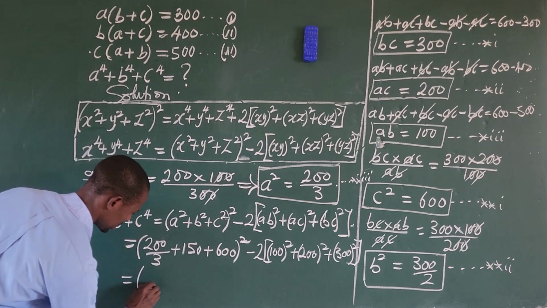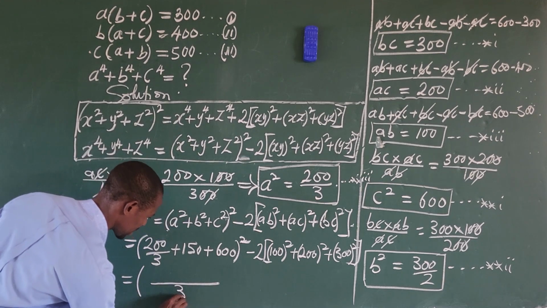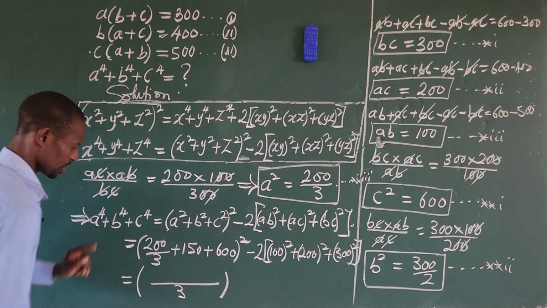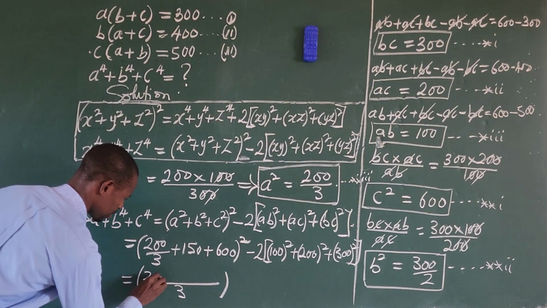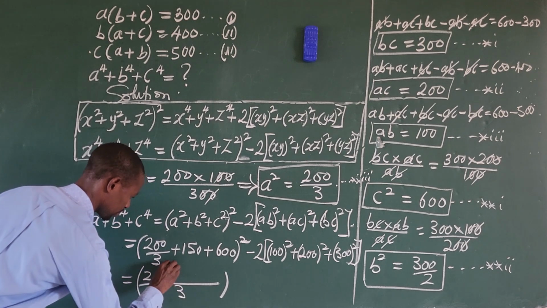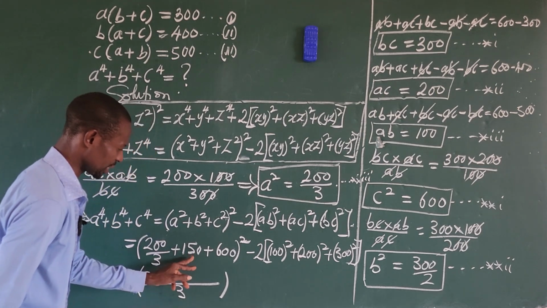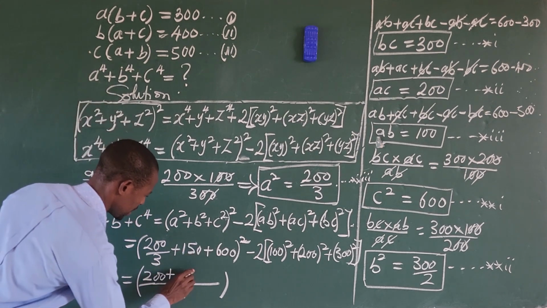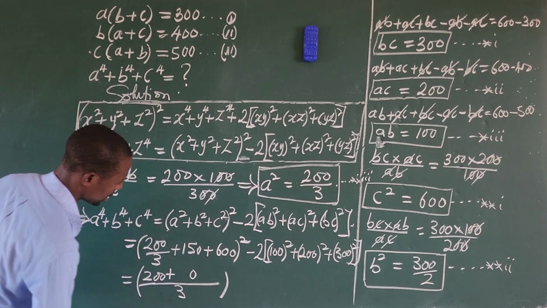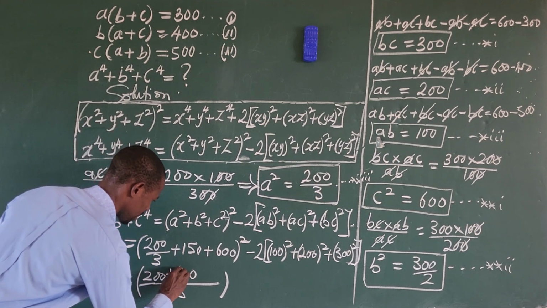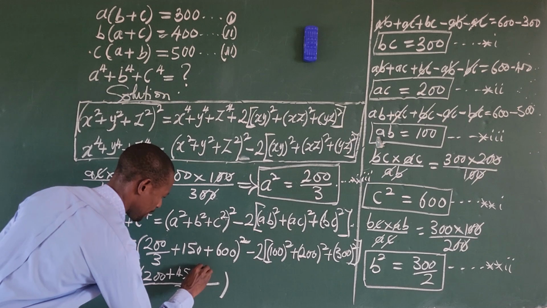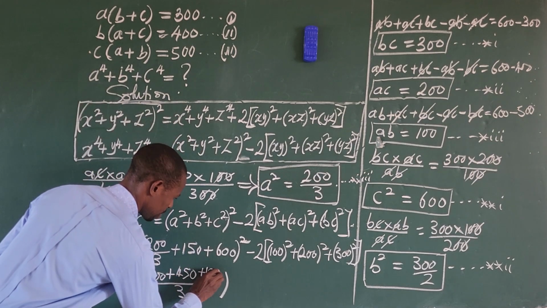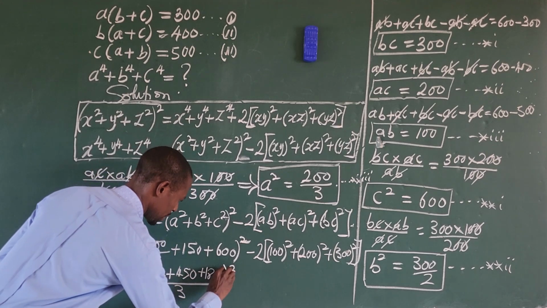So we have here brackets. Let's put here one division sign. Bracket. 3 into this gives us our 200, will still remain here, 200 there, plus we will use this 3 times 150, and that will give us 450. So we have here 4, plus 3 times this will give us 1800. Then all squared, right?